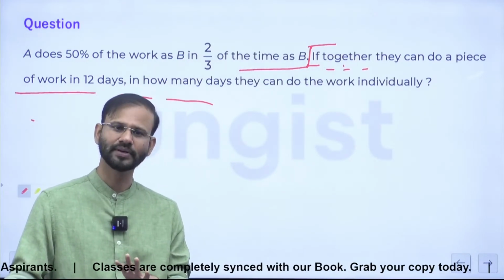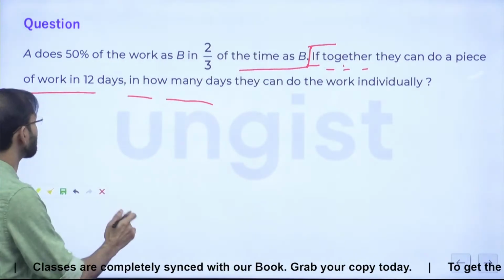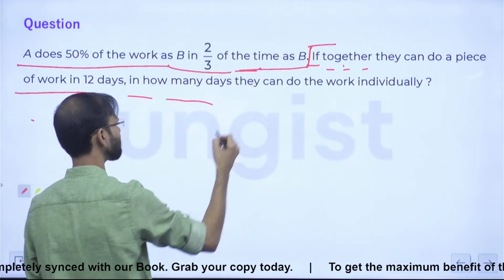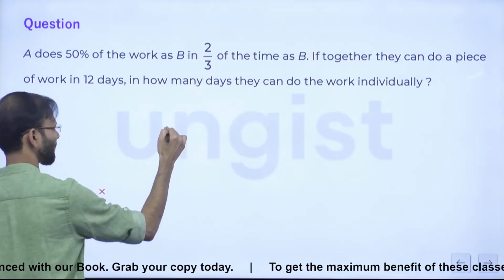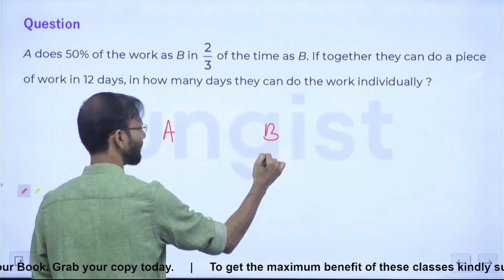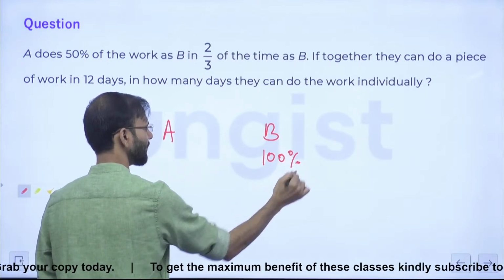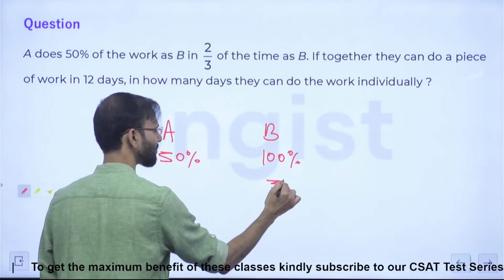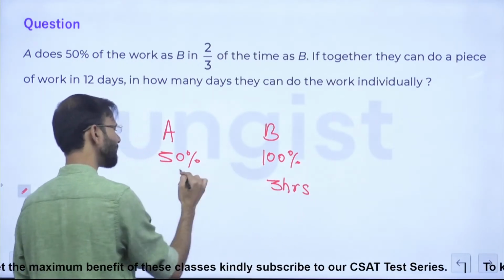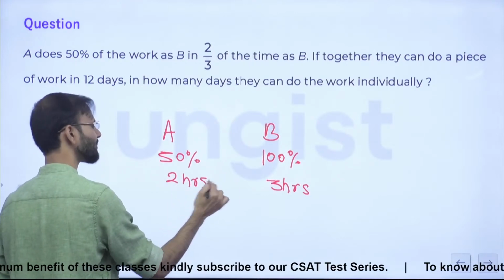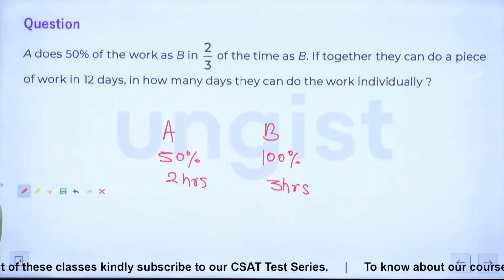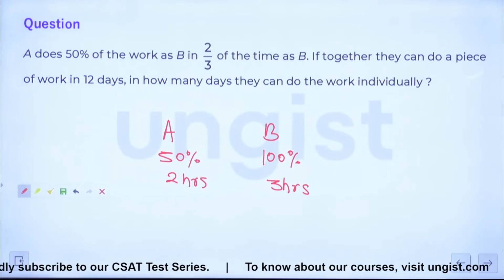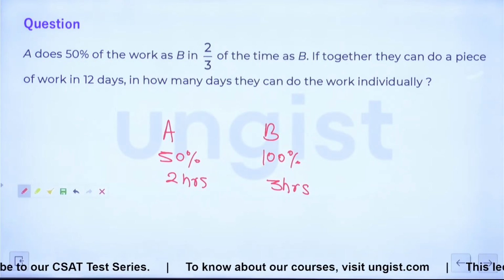Okay. So here A does 50% of the work in 2/3 of the time as B, which means what? If B is doing 100%, A is doing 50%, but if B is doing 100% in 3 hours, B is doing 50% in 2 hours. Just read the question once again. Just read the first statement once again, everybody.